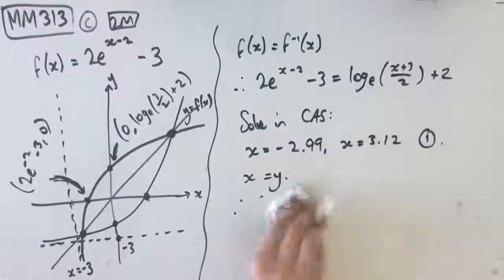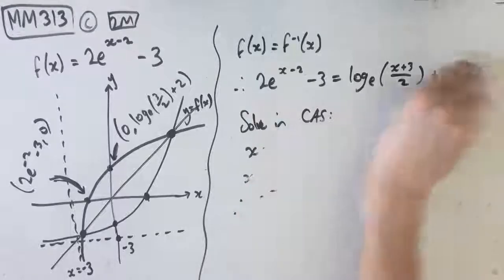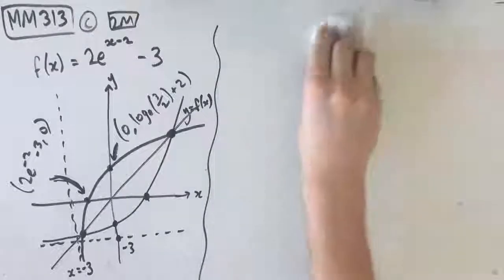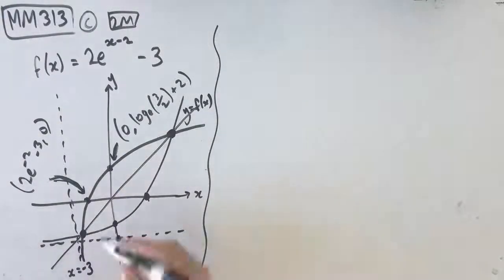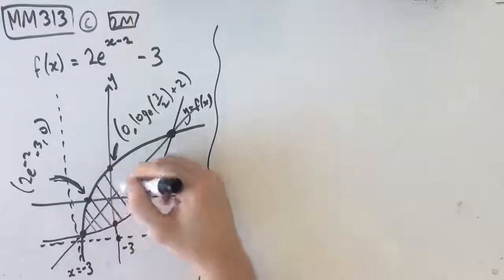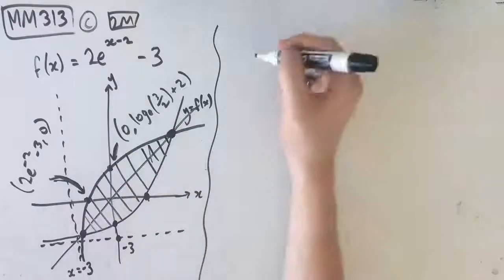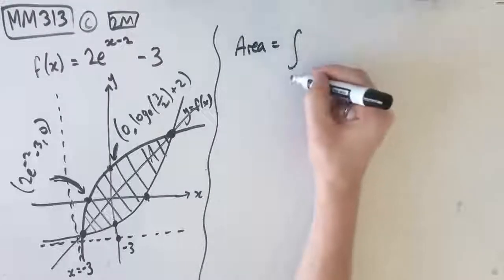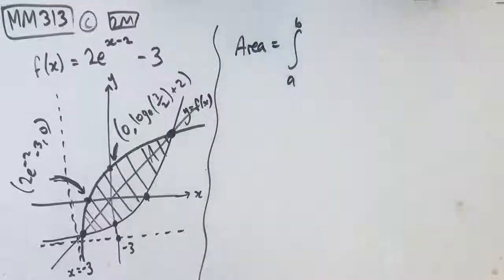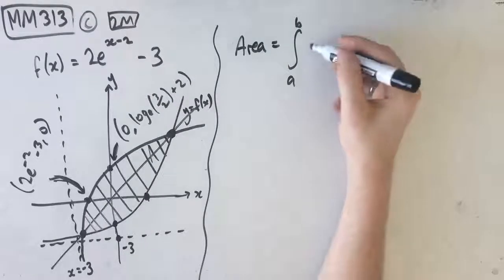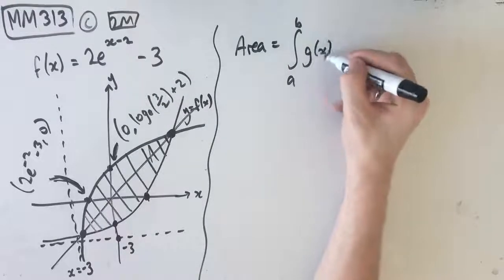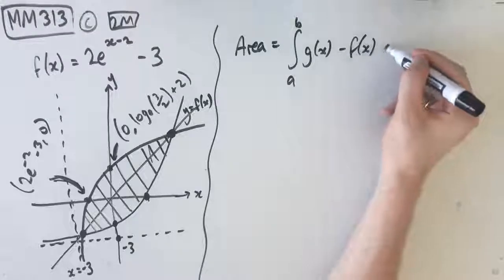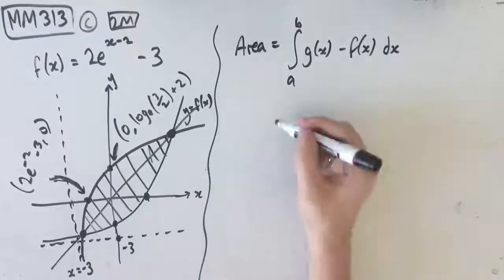Part D tells us to calculate the area bound by the curve y equals f of x and its inverse, correct to 2 decimal places. So we're actually looking for this area in here. Awesome. So as always, guys, the area between 2 graphs is equal to the integral from the first point of intersection to the second of the top minus the bottom, right? So just for argument's sake, g of x take f of x dx.